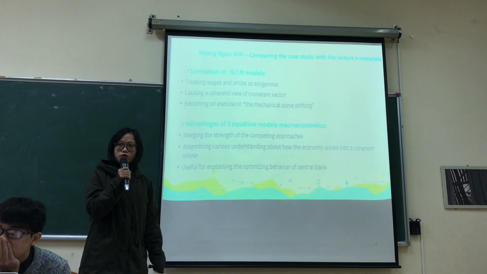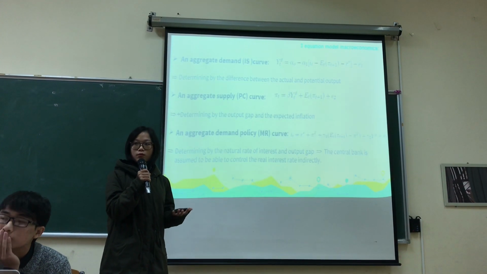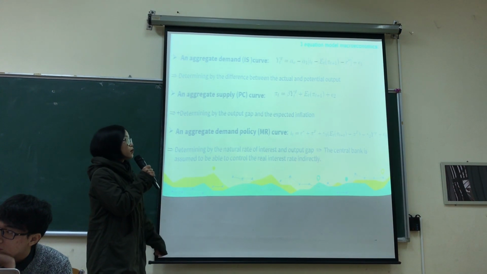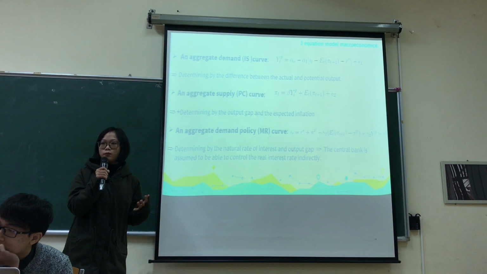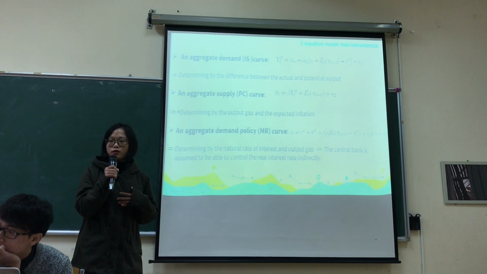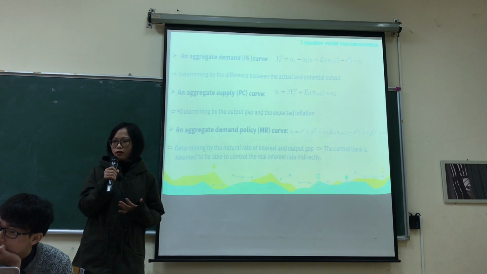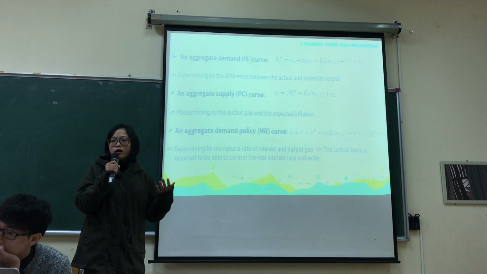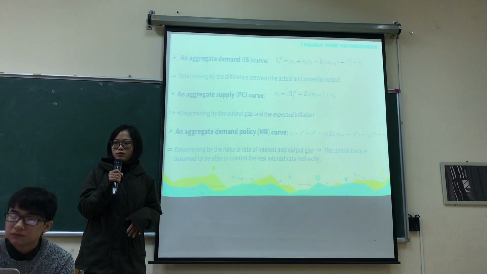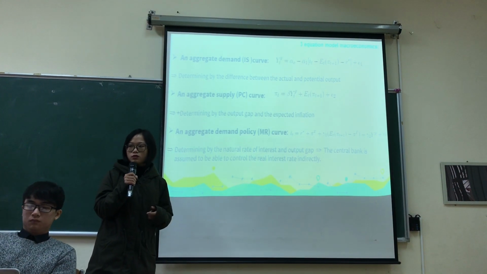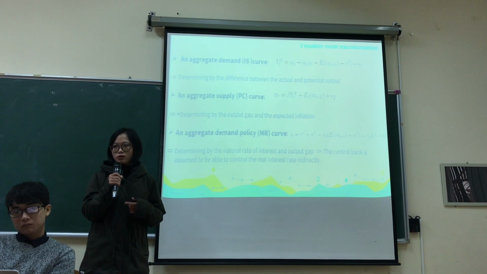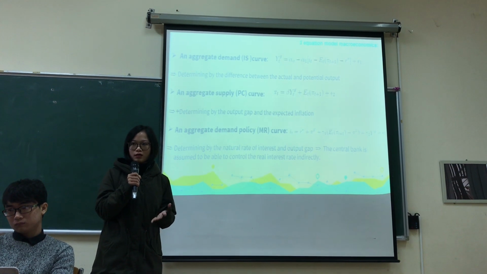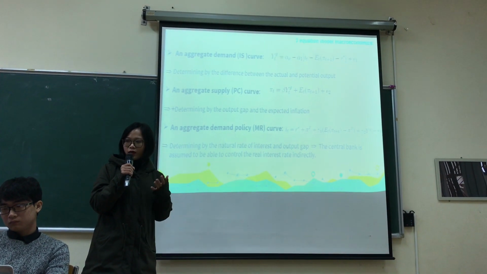Next I want to mention the three equations of the model. The first is the IS curve, based on investment and saving. Here it determines the difference between actual and potential output. The important variable here is the real interest rate, which is calculated as the expected interest rate minus the natural rate. The real interest rate only impacts output in the next period, because it takes time for the interest rate change to feed through to the expenditure curve.